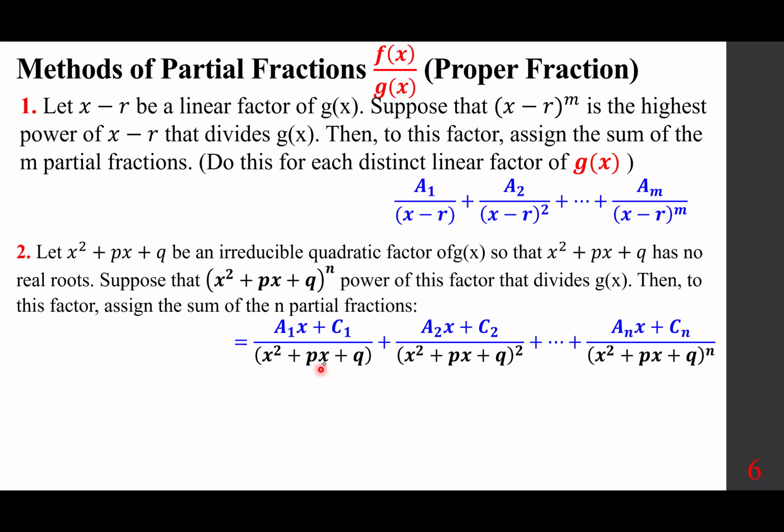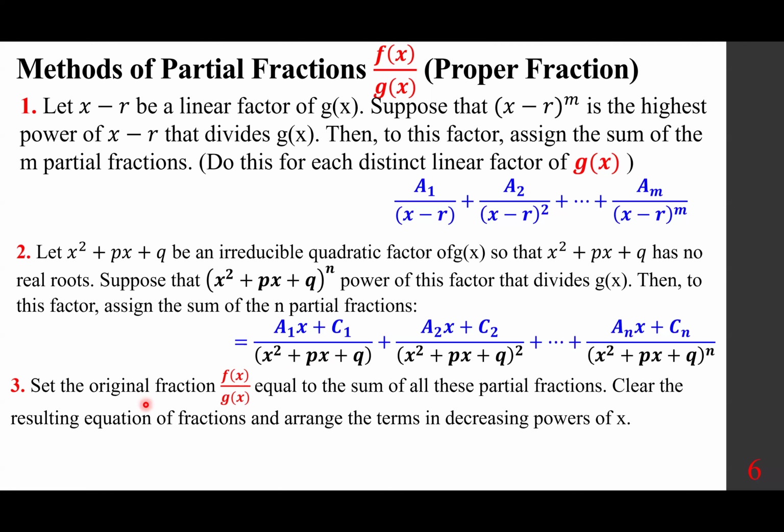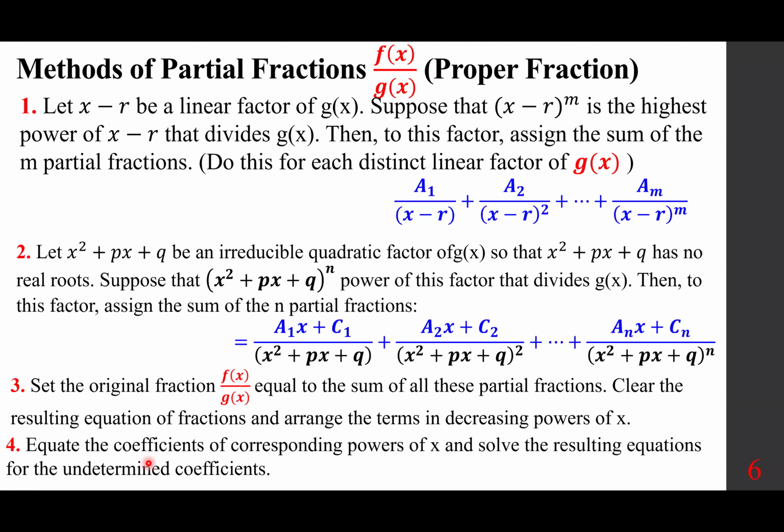Even when it's irreducible, that means this can't be factored. Number 3, set the original fraction f of x over g of x equal to the sum of all these partial fractions. Clear the resulting equation of fractions and arrange the terms in decreasing powers of x. Equate the coefficients of corresponding powers of x and solve the resulting equations for the undetermined coefficients. This is the process, and it may not make any sense whatsoever without looking at examples, everybody.